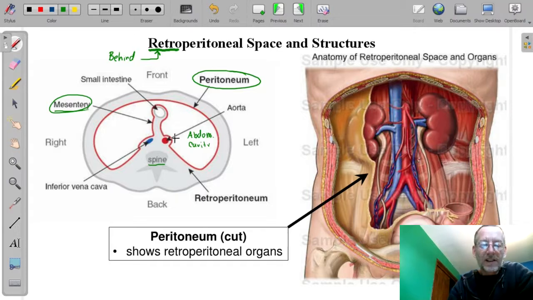So notice that the aorta and the inferior vena cava are not flopping around loose out in the abdominal cavity. They're anchored to the back. There's the spinal column. It's anchored to the back of the spinal column. They're held there rigidly by this peritoneal membrane. And there are a number of other structures that are located in that retroperitoneal area.